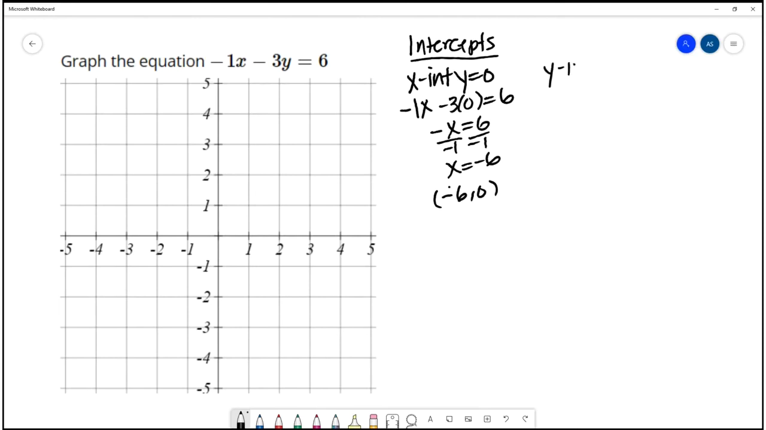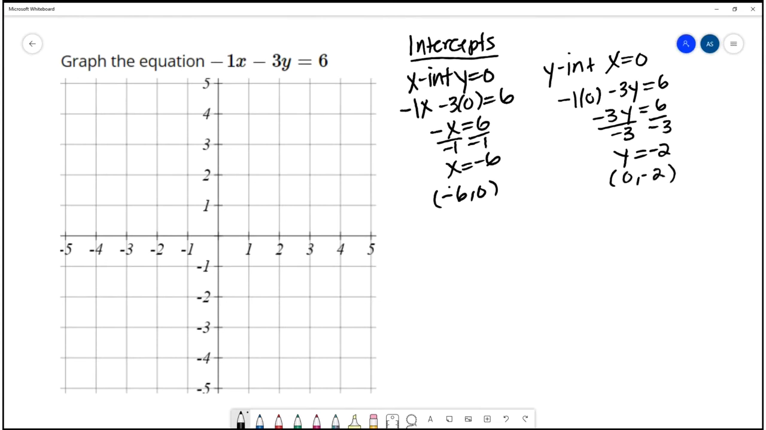Then we want to find our y-intercept. To find a y-intercept, you let x equal 0. We're going to substitute a 0 in for x, and that gives negative 1 times 0 minus 3y equals 6. Simplifying, this gives negative 3y equals 6. We're going to divide by negative 3 to get y equals negative 2. We have a y-intercept at 0, negative 2.